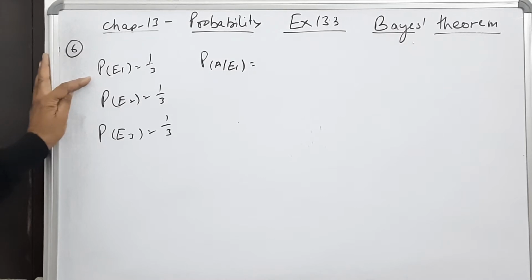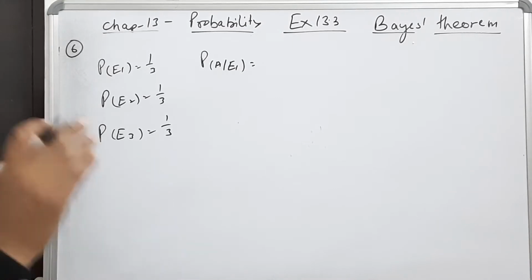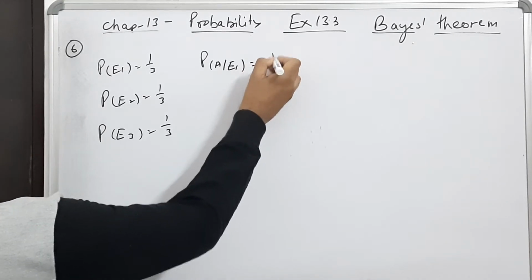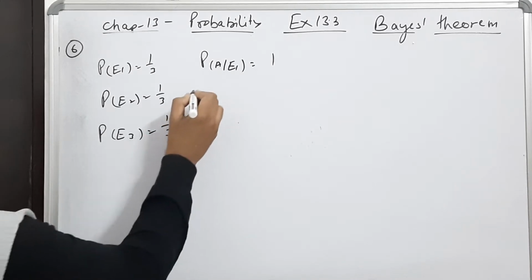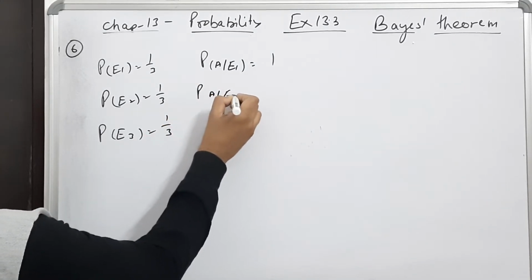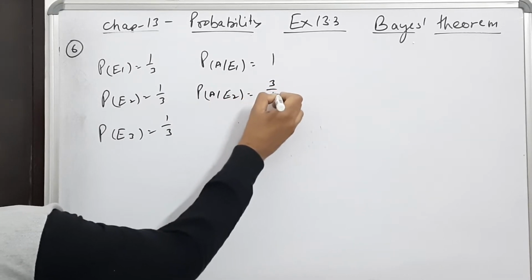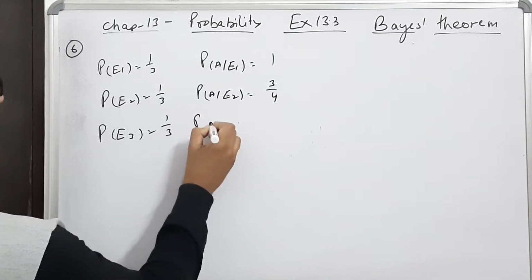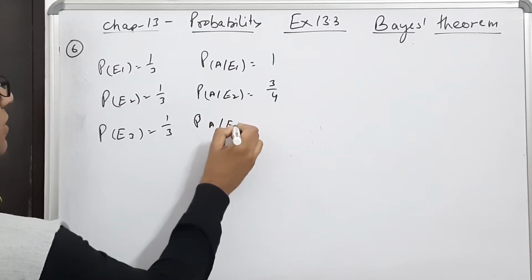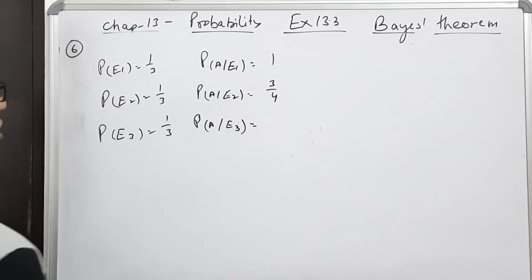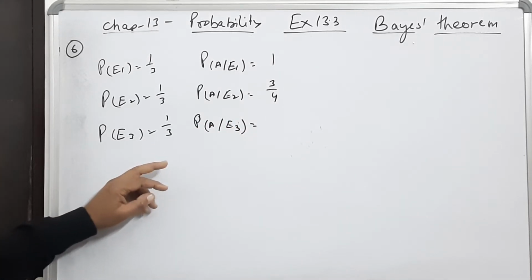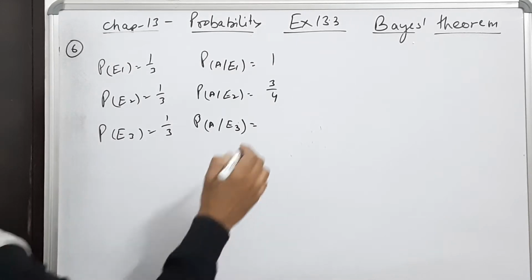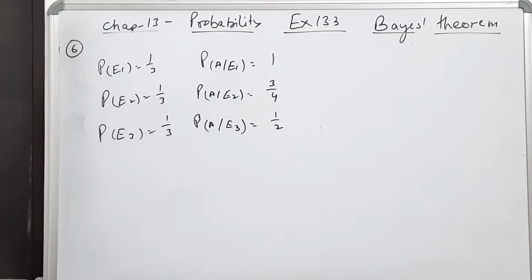when the first coin is selected, and it is written here that it is a two-headed coin. Two-headed coin means both sides are head. Then the probability of getting the head is 1. The second coin is getting head when the second coin is picked up. It is 75% head, so it is 3 by 4. And the probability of getting head when the third coin is selected, and it is given here that the third coin is an unbiased coin. So definitely it will favor head as well as tail. So the answer is 1 by 2.